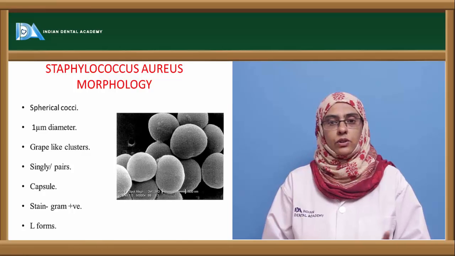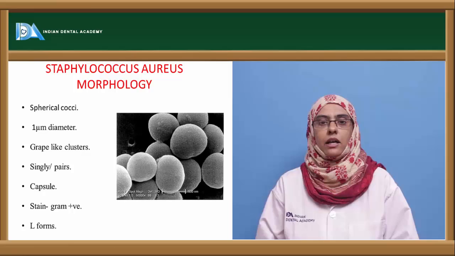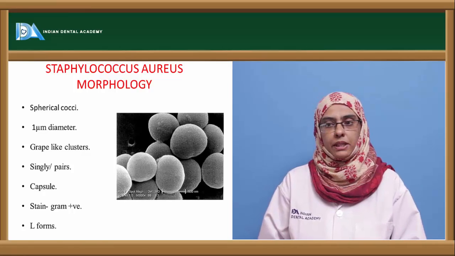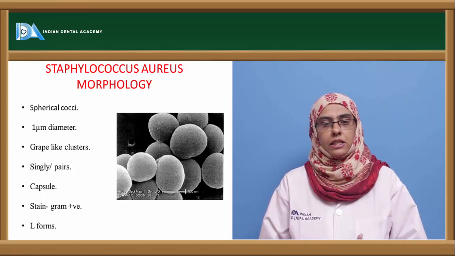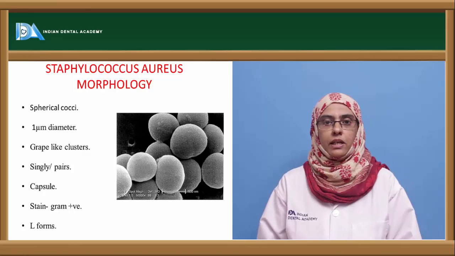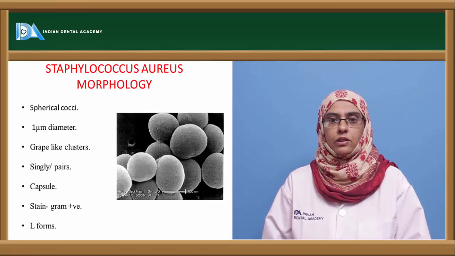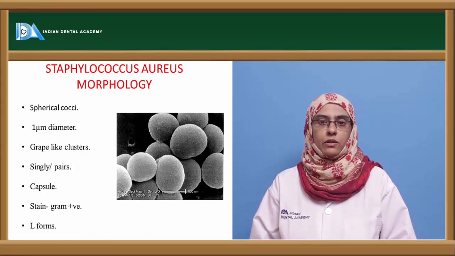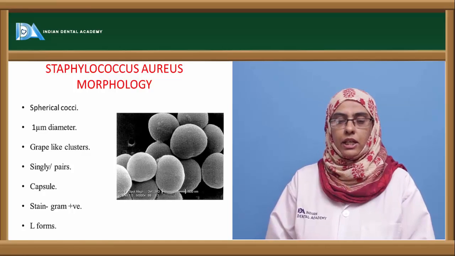And these usually stain gram-positive, that is with the gram staining they are gram-positive, appearing purple in color, and when these organisms are treated with antibiotics such as penicillin, they can lose their cell wall forming the L forms. So this is about the morphology of the organism, and how do you identify them under the microscope is they are gram-positive, purple in color, and they are usually grape-like structure.